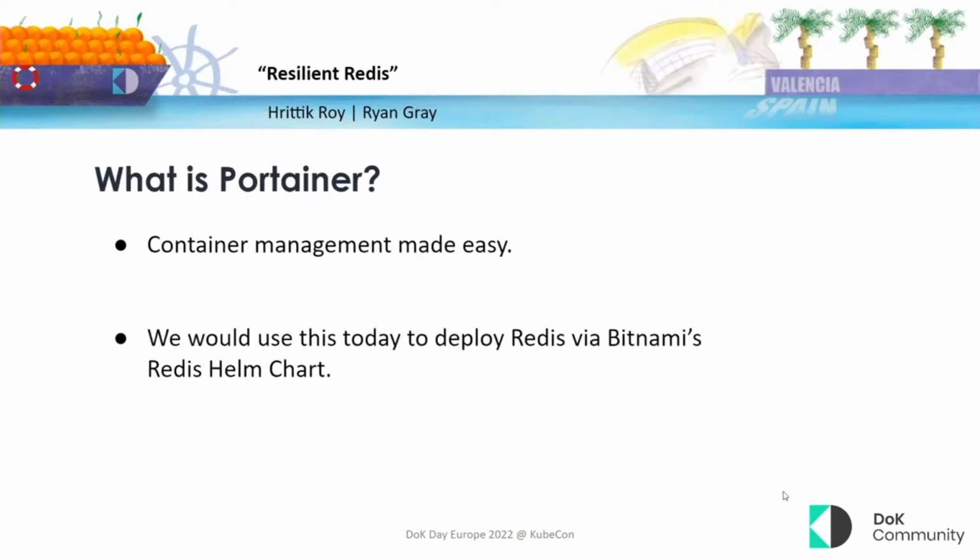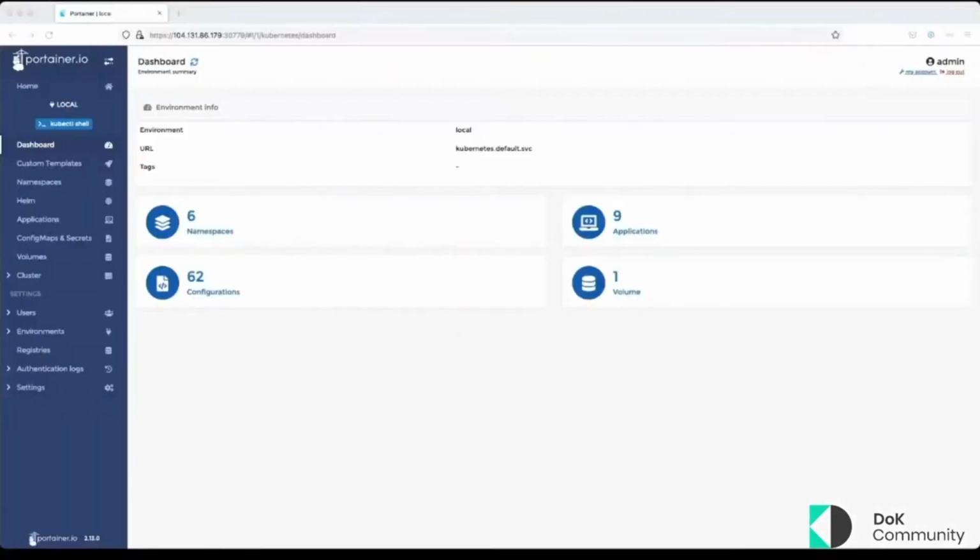What is Portainer? Portainer is a GUI for your Docker, Kubernetes, Swarm, and IoT. Today, Ryan will help us with the deployment of Redis via Bitnami's Redis Helm charts. Portainer makes deploying Redis via Helm chart very simple.